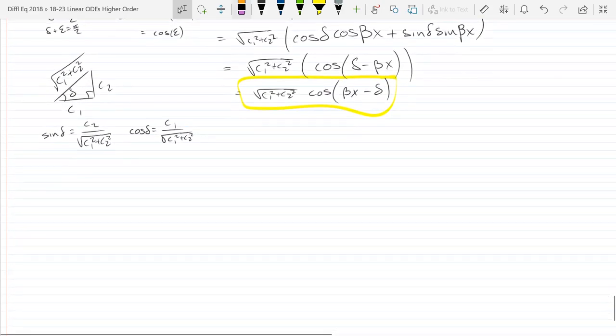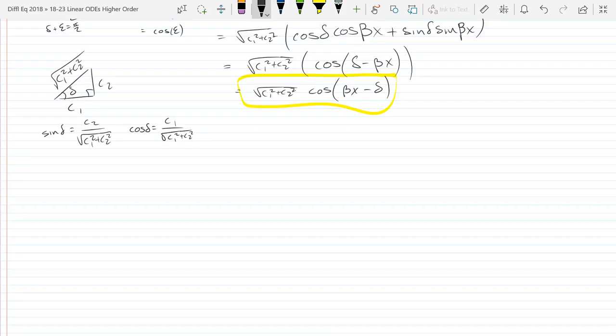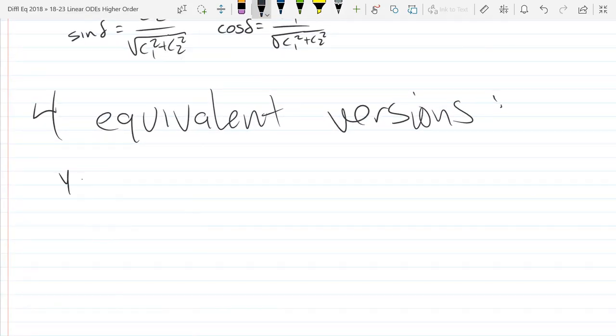I'm going to rewrite them all right now. So four equivalent versions. I'll write them in the order that we derived them: C1 e to the alpha plus beta x... plus i, the x is factored out, so it's i beta x, plus C2 e to the alpha minus i beta x.